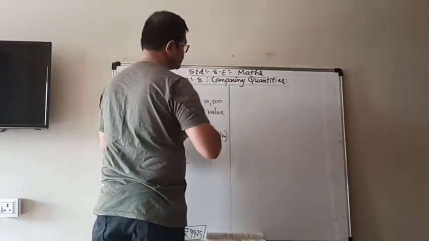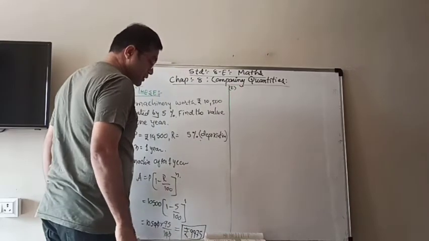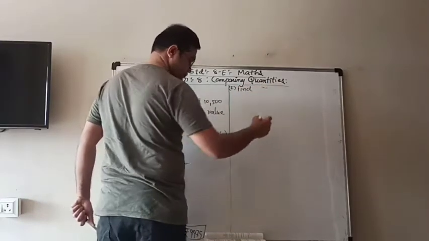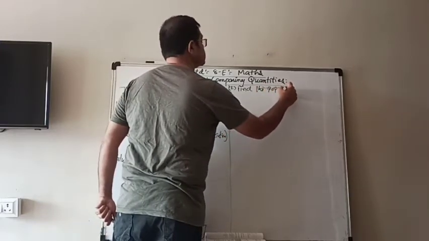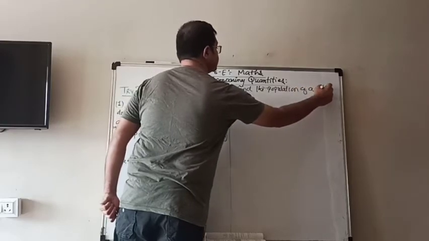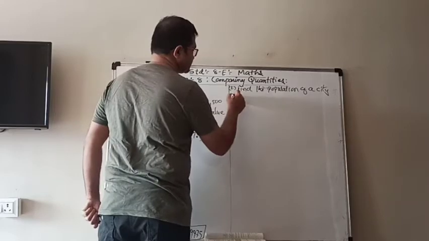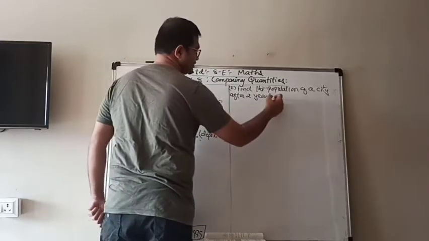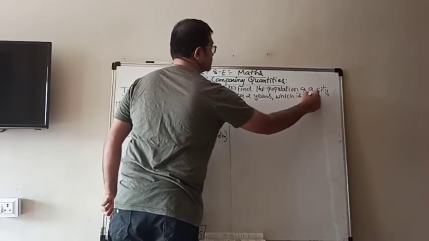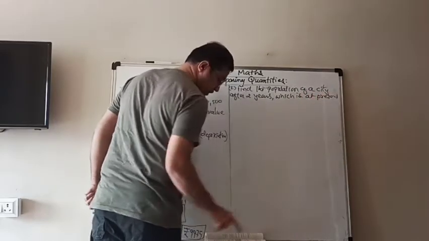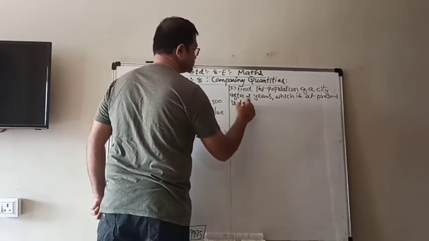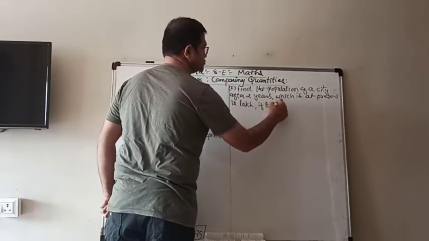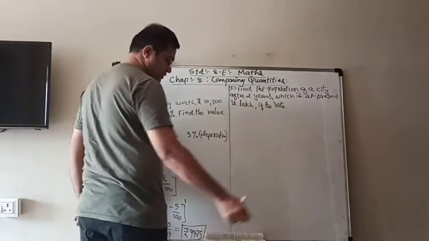Second question. Find the population of a city after 2 years, which is at present 12 lakh, if the rate of increase is 4%.